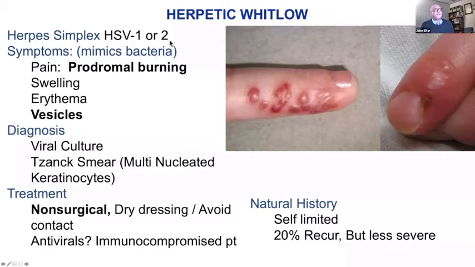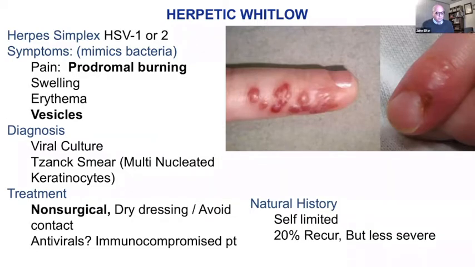It's caused by HSV1 or HSV2. They're two different herpes viruses. It has this prodromal burning. Before the vesicles show up, the patients have pain. Then they have swelling, erythema, and then the vesicles. You can do this Tzanck smear on the test, but I've never done it personally, and I haven't had any of my residents do it all throughout my career. But viral cultures are done. Treatment is non-surgical. That's the important point. Antivirals are used nowadays. It used to be that only immunocompromised patients got it, but antivirals are actually used in non-immunocompromised patients. The natural history is self-limited, but they recur very often.